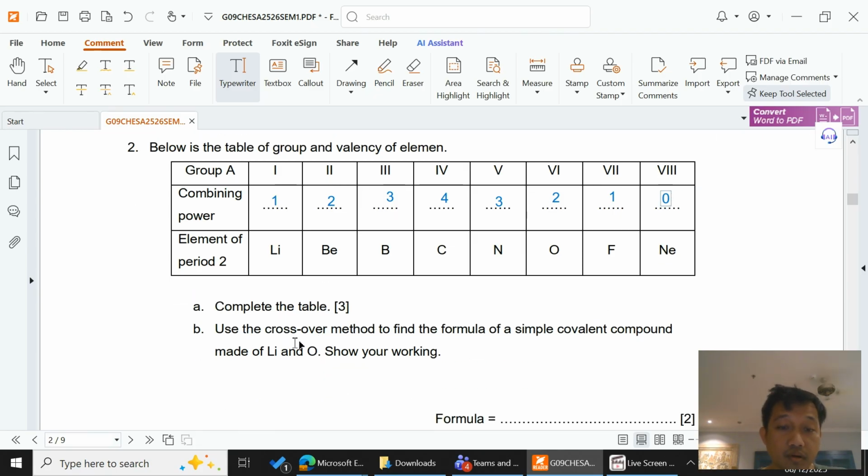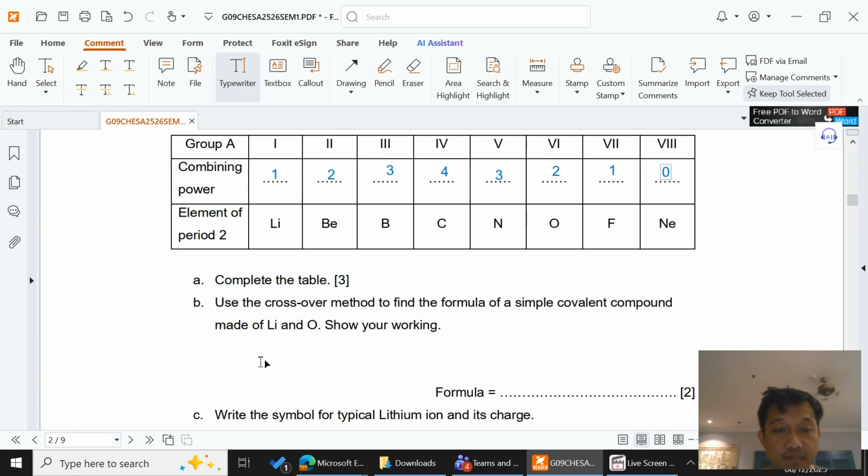Now we use the crossover method to find the formula of a simple covalent compound. Remember again that this number means that it can pull one other atom.